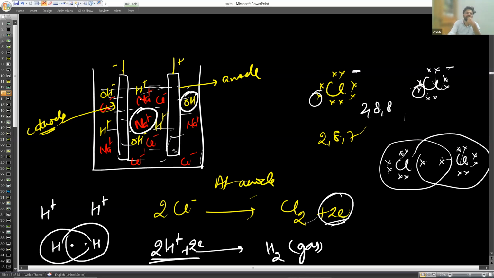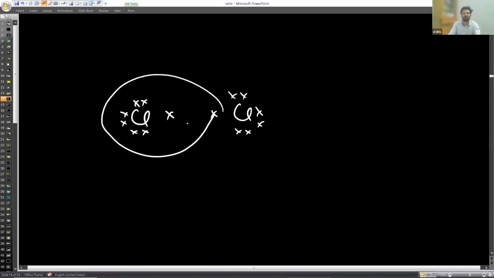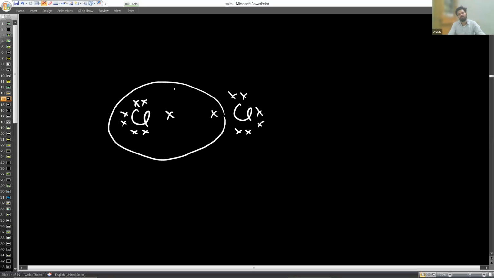Again, I'm going to explain this. Chlorine has 1, 2, 3, 4, 5, 6, 7 electrons in the outermost shell. If it is a Cl minus ion, it behaves like this. They are both Cl minus because they have one extra electron; actually, they have 7 electrons in their outer shell. To become a Cl atom, each has to lose one electron, so the charge will be zero, and they will become like this. So this is the chlorine gas.